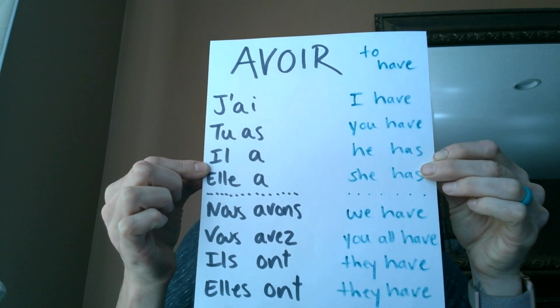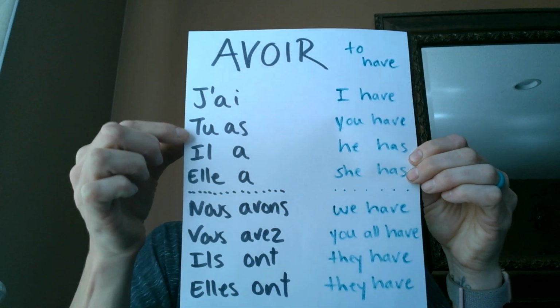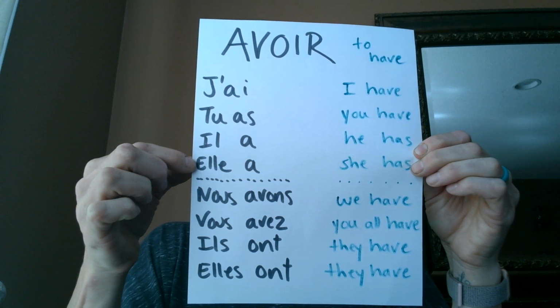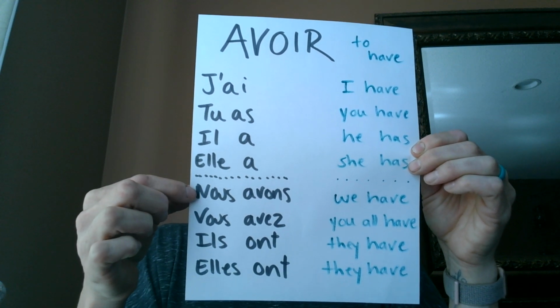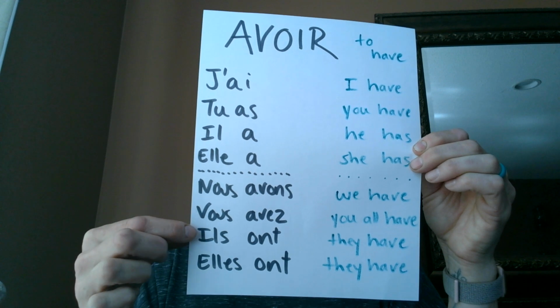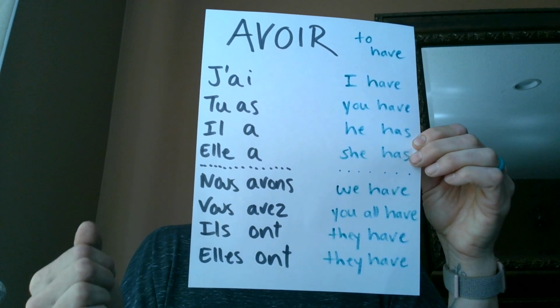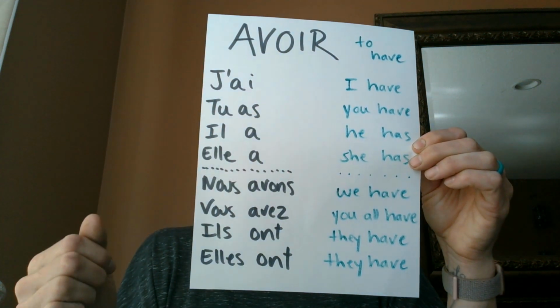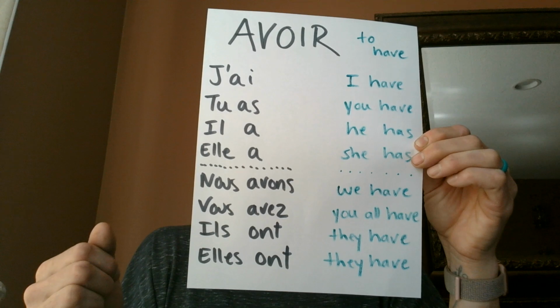Avoir means to have. Here's your pronunciations. J'ai, tu as, il a, elle a. Those are the singulars, one person. Nous avons, vous avez, ils ont, elles ont. Notice that tu as and il a sound the same, even though they're spelled differently. One has an S, the other one doesn't. So that's avoir, and of course there's your translations there. Really important that you master that before you go on to learning how to conjugate the passé composé. It just can't be done without having mastered those.